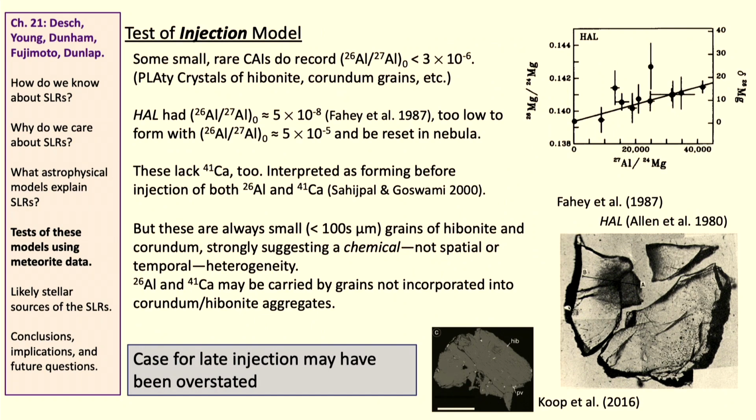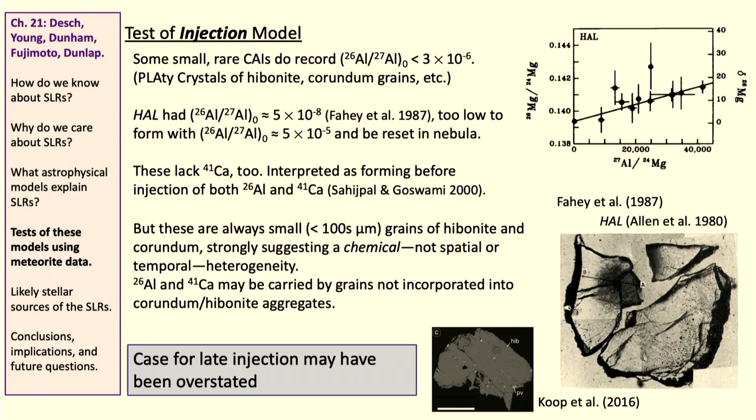Now, as far as the injection model goes, it was motivated in the past by the true fact that there are some inclusions that have no aluminum-26 or very low values, including platy crystals of hibonite called PLAC, corundum grains, and a few other rare and small, like less than 100 micron size inclusions.